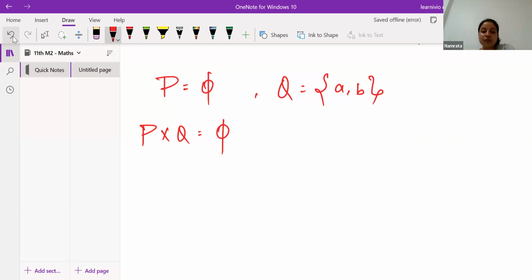Yes, ma'am. So if any of the sets is a null set, then the Cartesian product will be a null set only. Getting it?